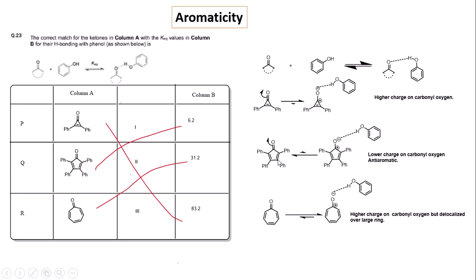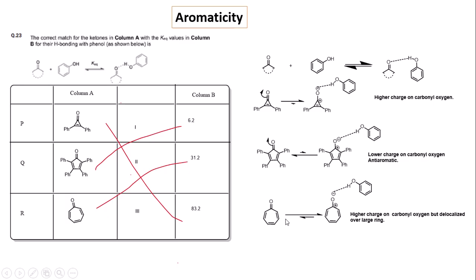But in the case of the cyclopentadienone system, after polarization 4n pi electrons are created, and these 4n pi electrons are reluctant to form aromaticity. That is, this is an anti-aromatic compound, so the negative charge on the oxygen atom is lower, and hence the hydrogen bonding equilibrium constant is lower, and it is 6.2.